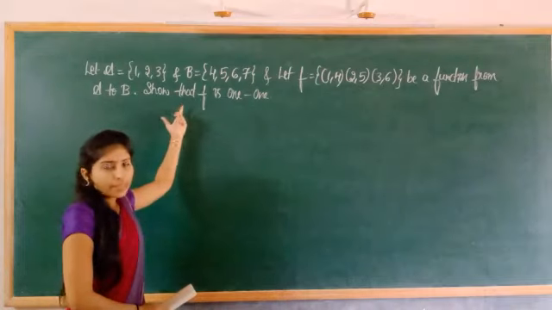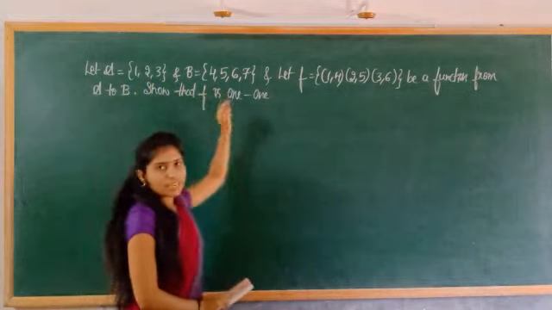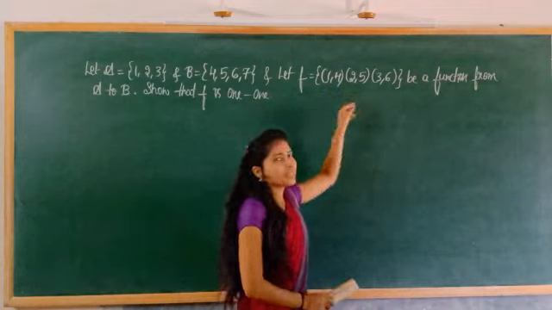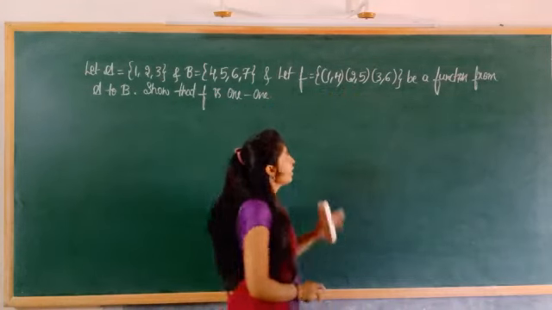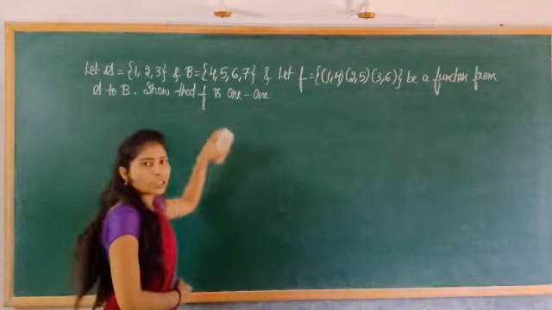Let A be 1, 2, 3 and set B is equal to 4, 5, 6, 7. And let f be the function {(1, 4), (2, 5), (3, 6)}. Already they have given the function, f a function from A to B. We have to show that f is 1-1.